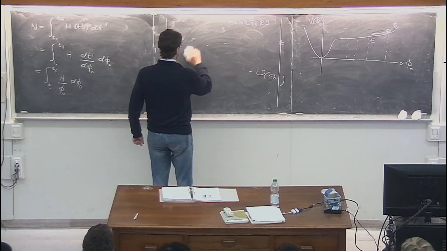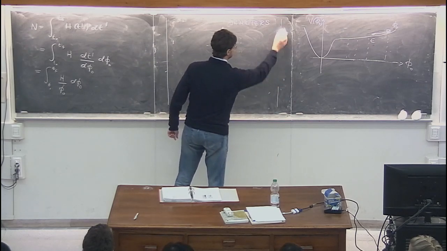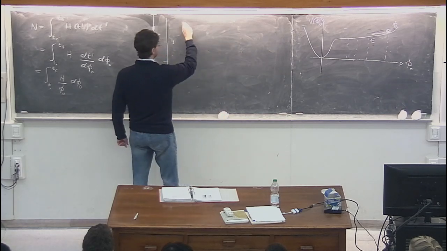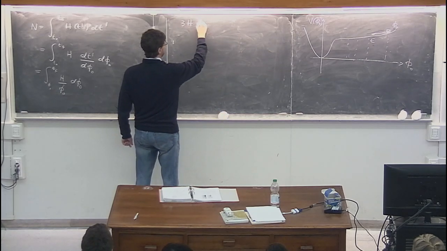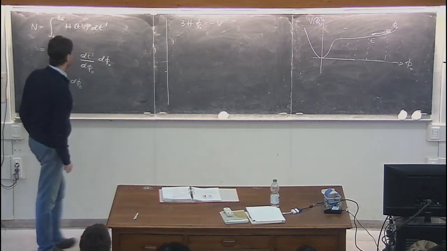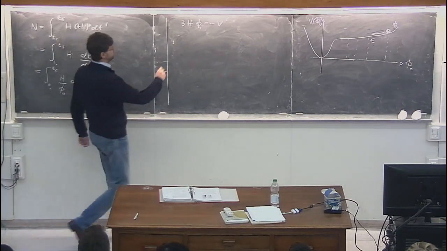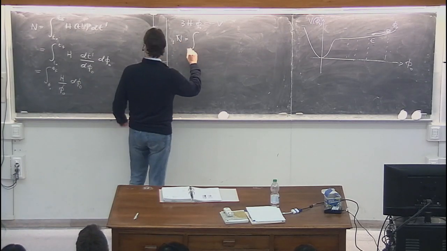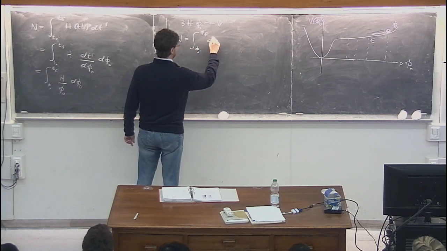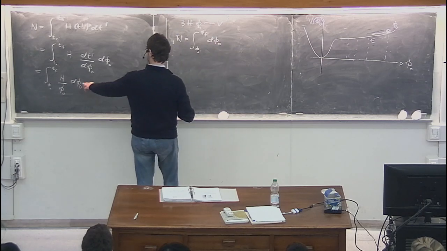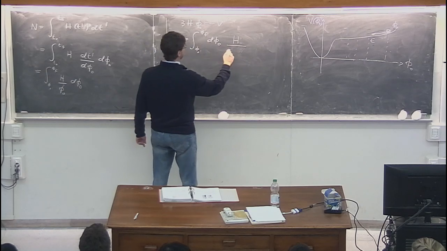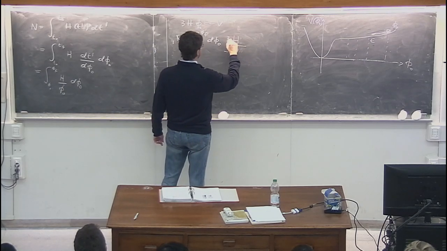But now I want to use the roll conditions, and I want to use the following equation, 3H times phi 0 dot is equal to minus V prime. Okay, so I write that N is equal to the integral between phi initial and phi final in d phi 0, that I keep at the beginning. Then I have H divided by phi dot, which I write from here, is minus V prime, and then here I have 3H squared.